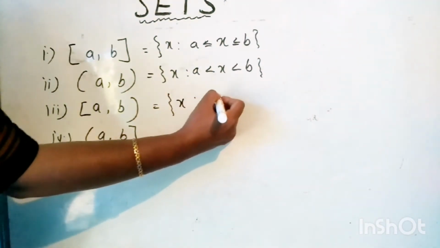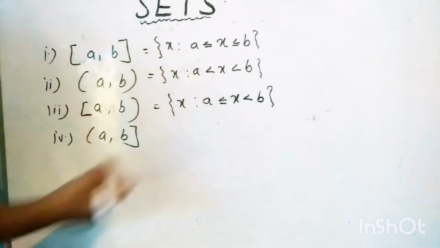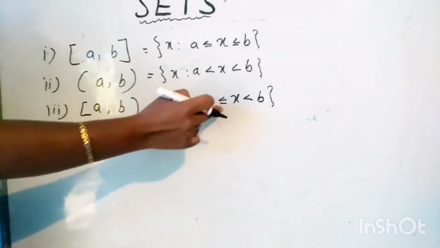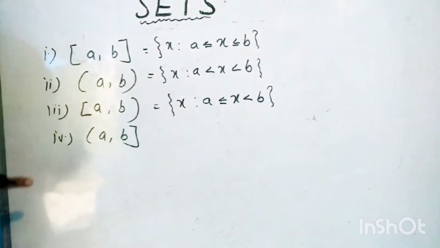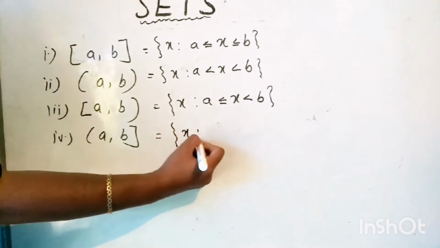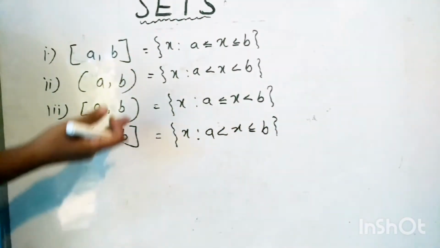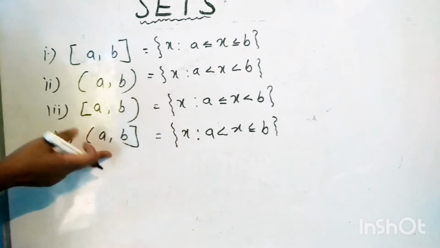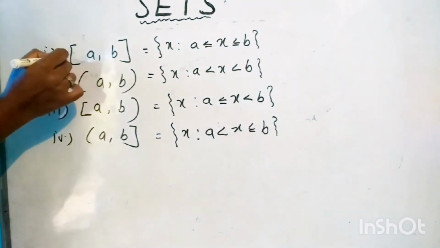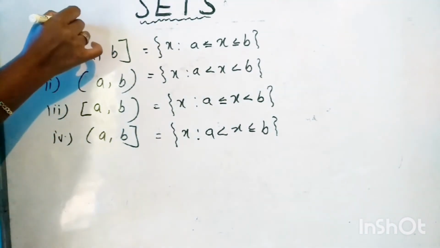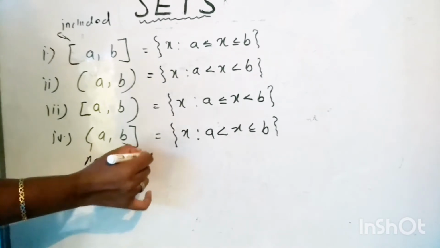Now the third one: here we have square bracket at A, that means that A is included, and open bracket at B, that means that B is not included. If you have square bracket, then you will have less than or equal to. If you have ordinary bracket, then you will have strictly less than. Then the fourth is the set of all x such that open bracket at A and closed bracket at B. In this interval, A is not included, but B is included. So square bracket means included, and open bracket means that number is not included.